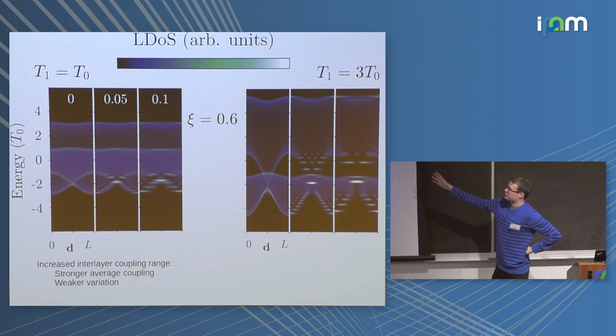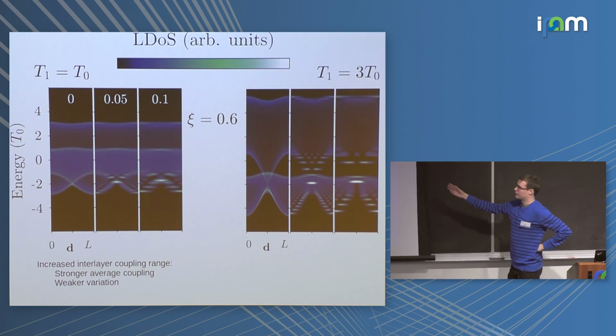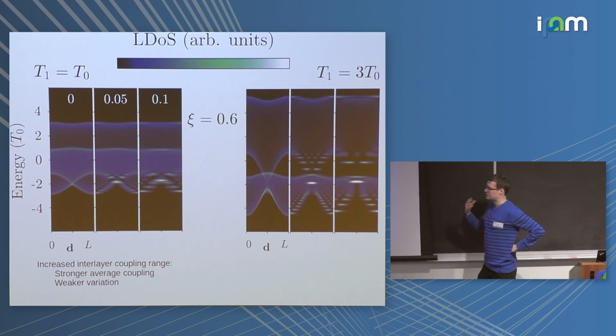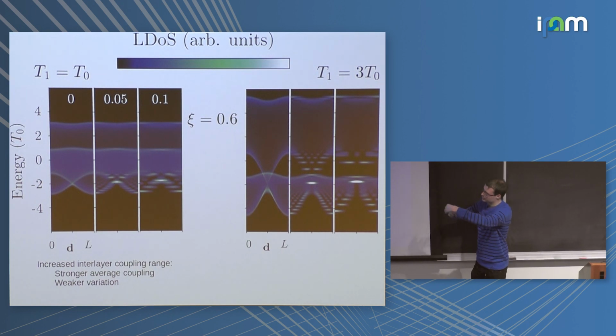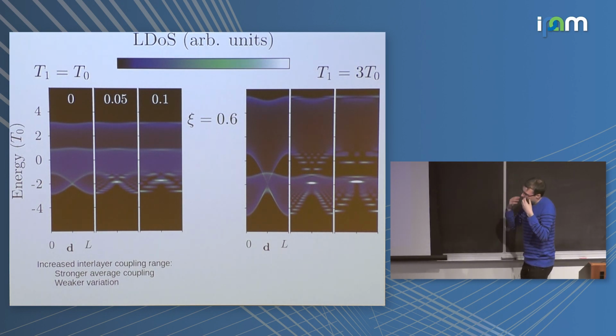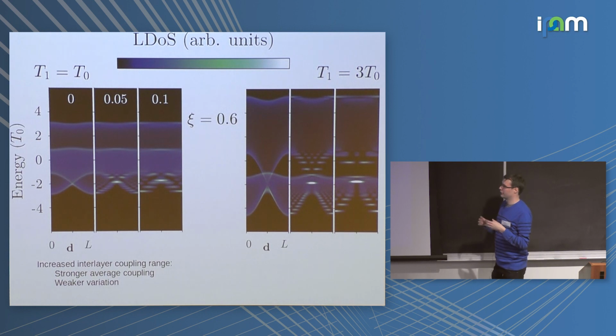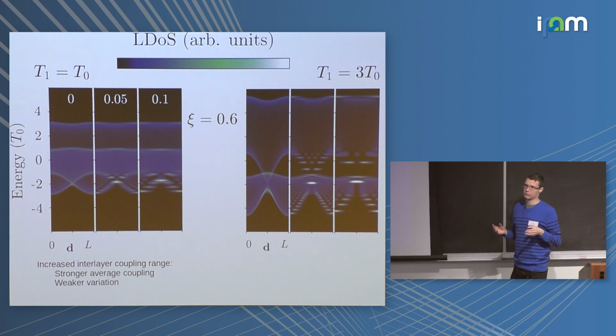So here now we've increased the coupling length, and this has two effects. One is it increases the average interlayer coupling strength, so we can see the bonding anti-bonding separation is larger, but it has the negative effect of making the spatial dependence of the moiré potential really weak.